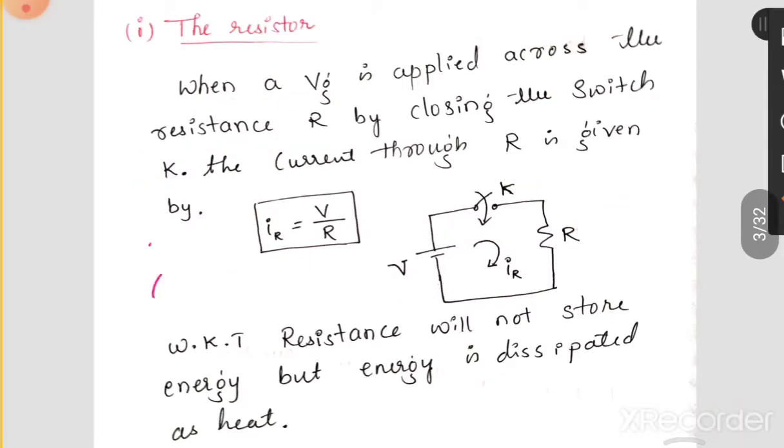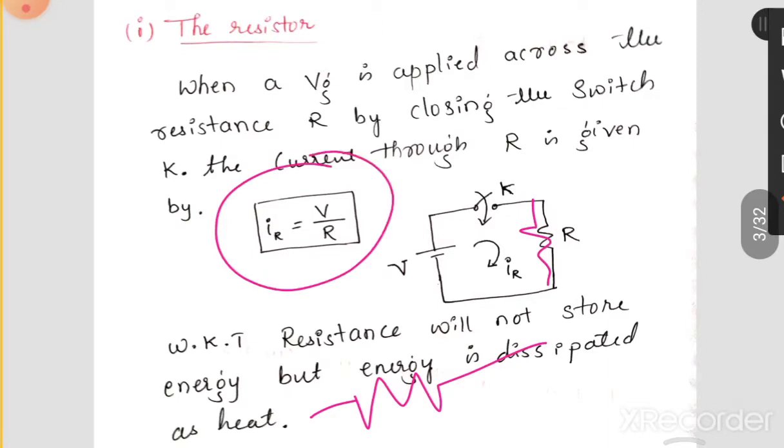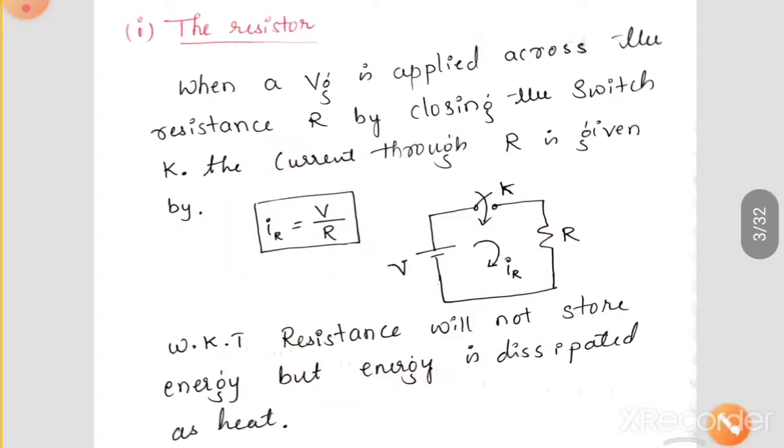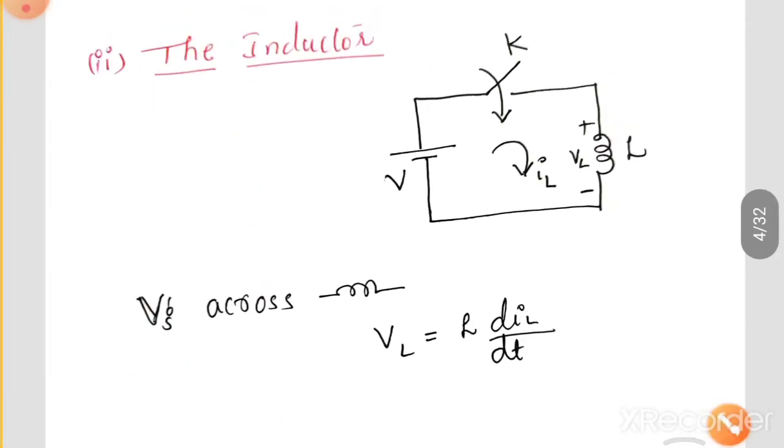By Ohm's law, the current flowing through that resistance will be V divided by R when the switch is closed. We know that resistance will not store energy, but heat will be dissipated in it. So remember one thing: the initial condition will remain the same, V by R, when you close the switch. Therefore resistance remains the same in your initial conditions as well as your final conditions.